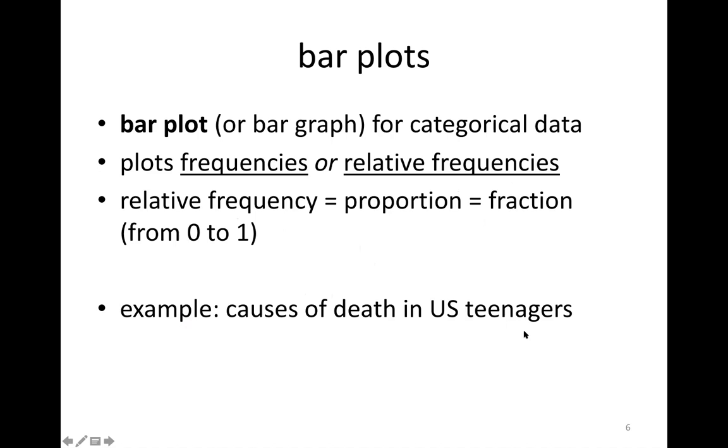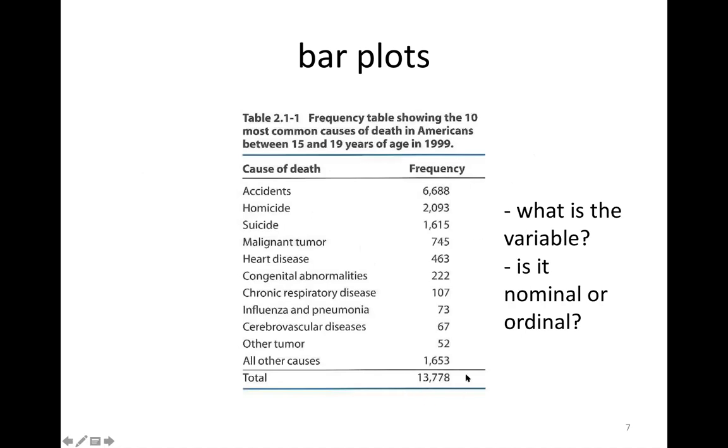The example in the book is with different causes of death in U.S. teenagers. And here the sample size, as you see, is 13,000. We have cause of death collected from teenagers in just 1999. So this we can see as a sample that might give us some information about the population.